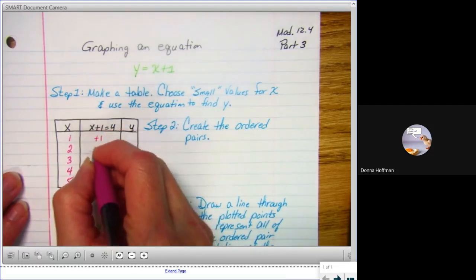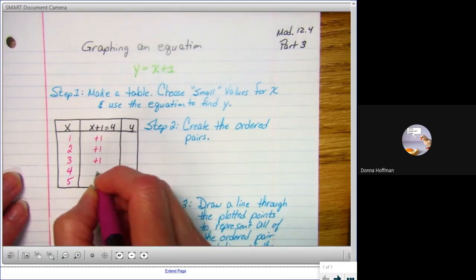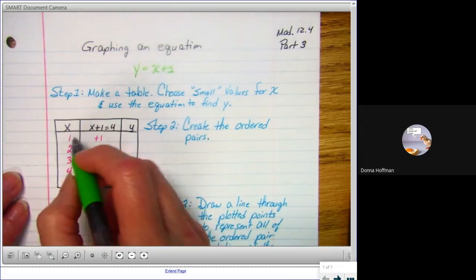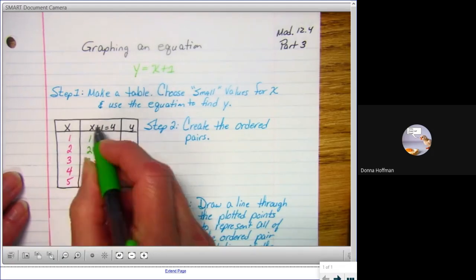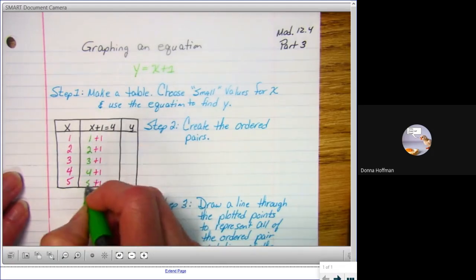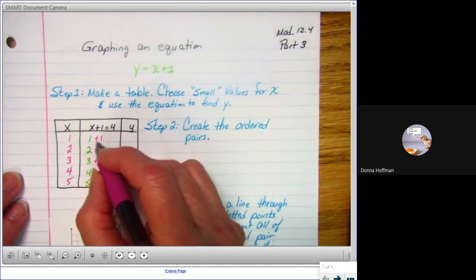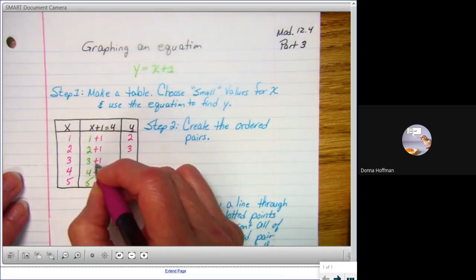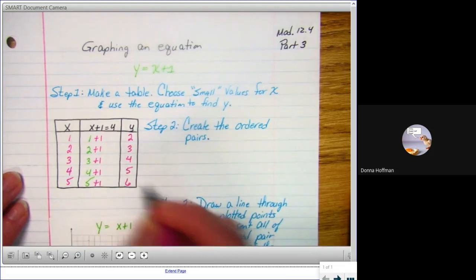Now, the x is going to be replaced by that, okay? So what I can do is just write the other part of the equation down here. Okay? And then the x gets plugged in. So instead of x this time, it's going to be a 1. This time, it's going to be a 2. This time, it's going to be a 3. This time, it's going to be a 4. And this time, it's going to be a 5. And this is what's going to produce my y. 1 plus 1 is 2. 2 plus 1 is 3. 3 plus 1 is 4. 4 plus 1 is 5. And 5 plus 1 is 6.